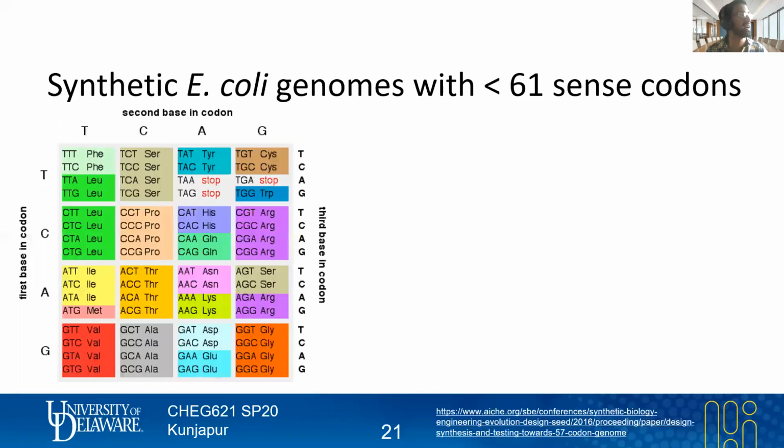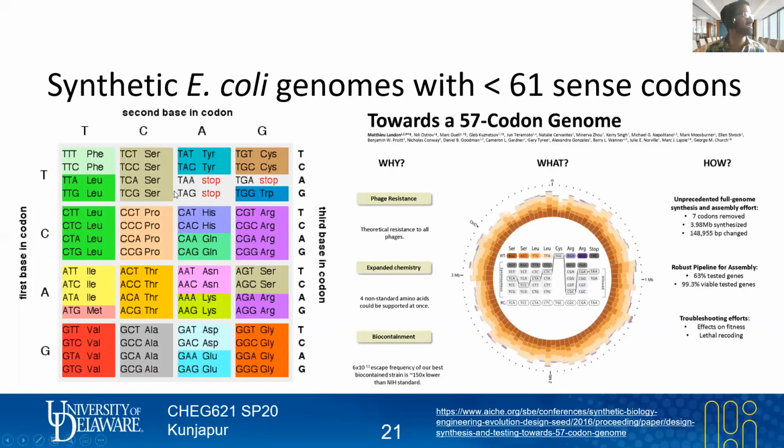In addition to that effort, there are also synthetic E. coli genomes underway, as well as reported, with less than 61 sense codons. So we talked about the stop codon reassignment effort. That effort was published in 2015. There's been more recent work towards both a 57 codon genome, as well as I think a 59 codon genome.